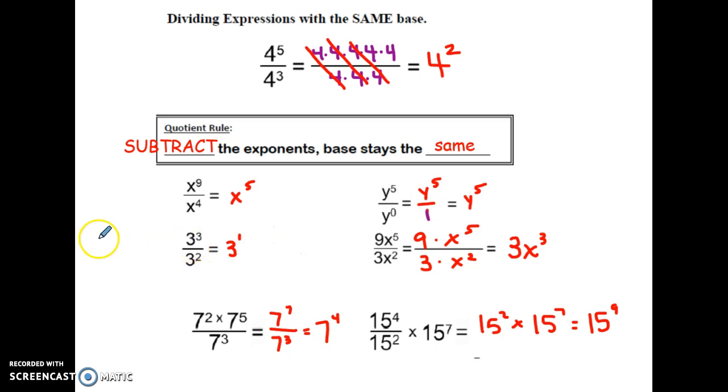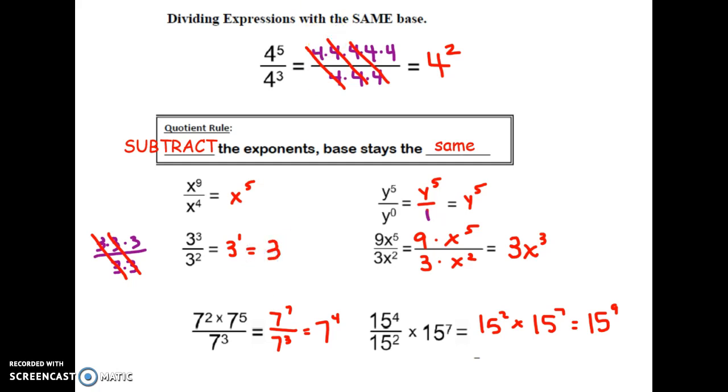For this one, I could have written out the factors. We had 3 times 3 times 3 on the top, and on the bottom we just have 3 times 3. So by the time you get done canceling these, you're going to see why I ended up with 3 to the 1st power. However, we typically don't include a power of 1, so we could just say the answer to that one is 3.